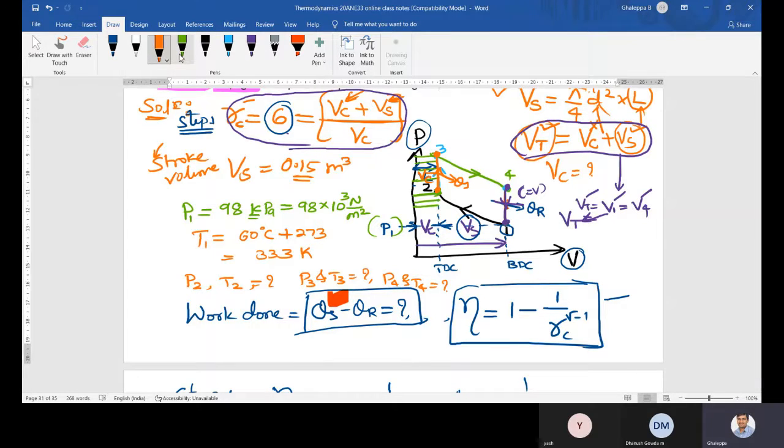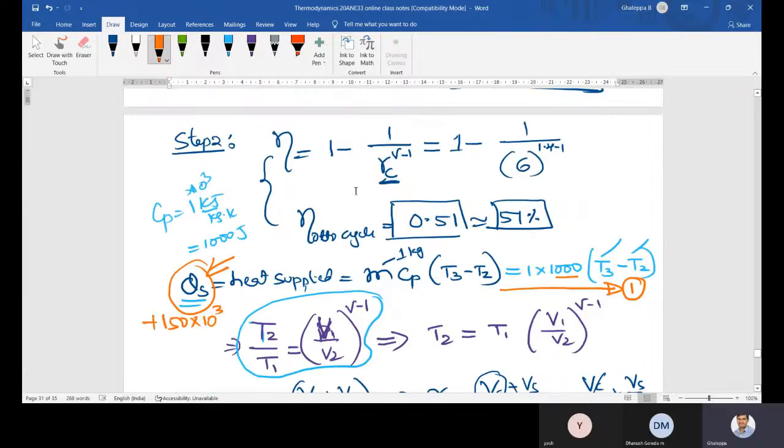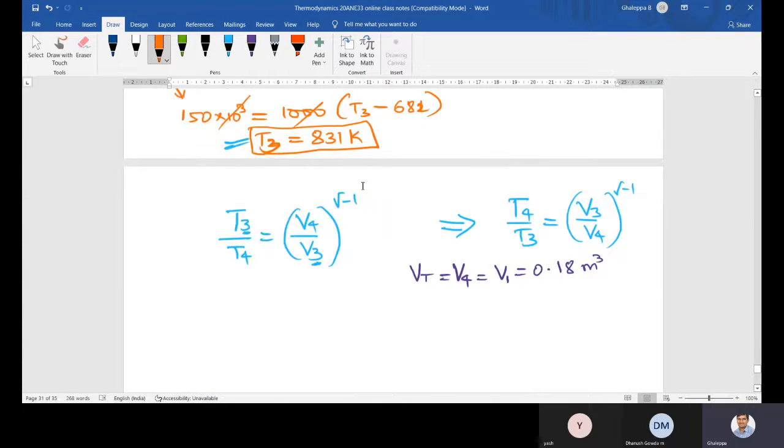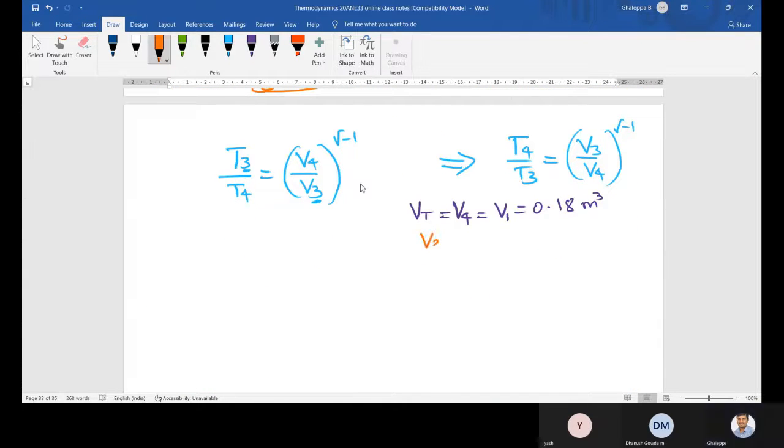Yes, V2 is equal to V3 and it is equal to Vc, the clearance volume, and clearance volume is given in the numerical. V3 is equal to V2 and is equal to Vc. This is 0.03 meter cube. Okay, that I will substitute here, T3 by T4. Anyway, T3 is already calculated in the previous step. Directly you substitute. Why are you again writing the equation?